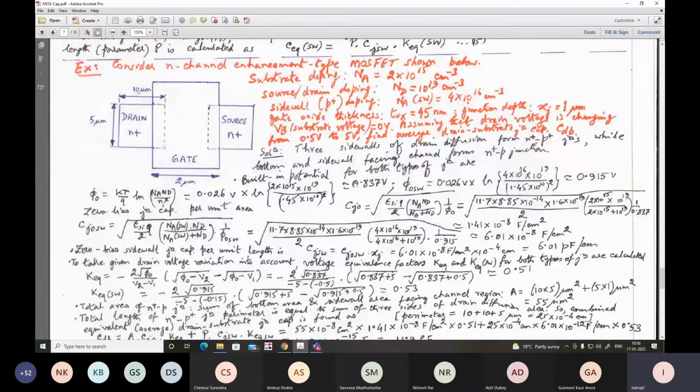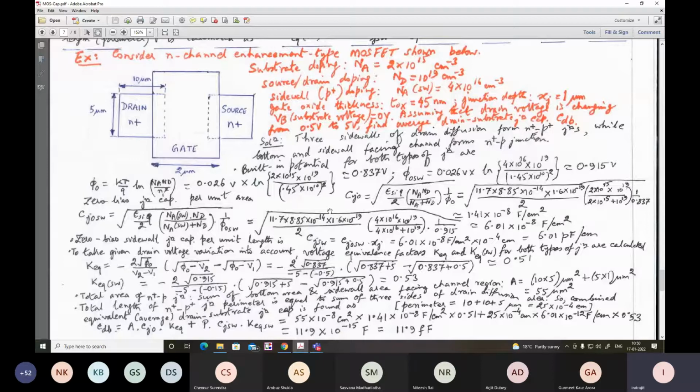Okay, and we calculate the zero bias capacitance for the two lightly doped PN junctions. So this is 6.01 into 10 to the power minus 8 farad per centimeter square. Sorry, for the side wall, the three junctions are there. There we find the junction capacitance per unit length, that is 6 picofarad per centimeter, and zero bias side wall junction capacitance per unit length.